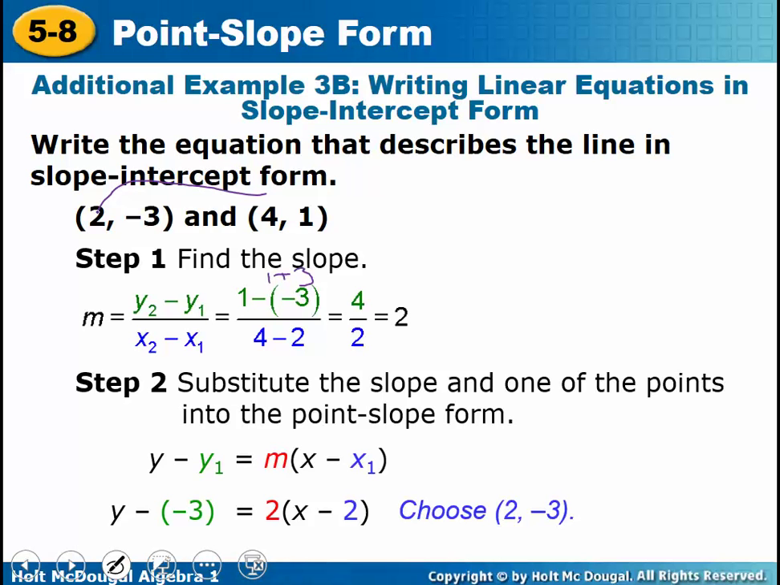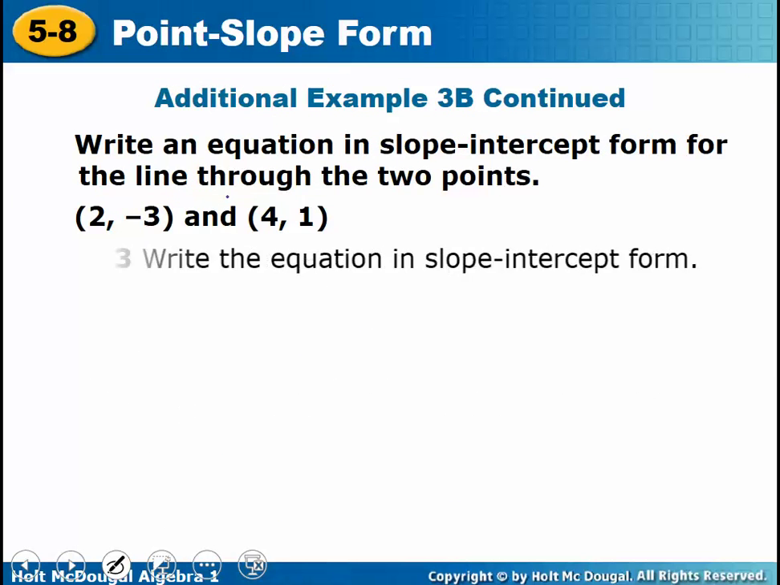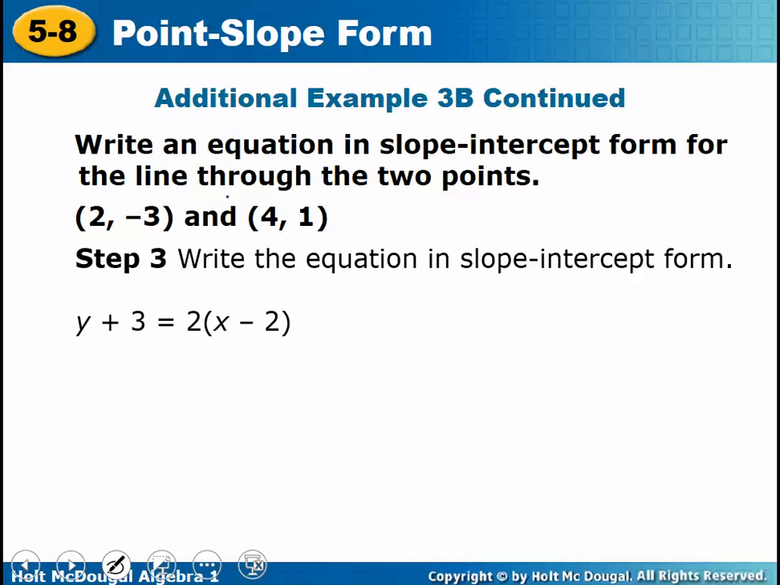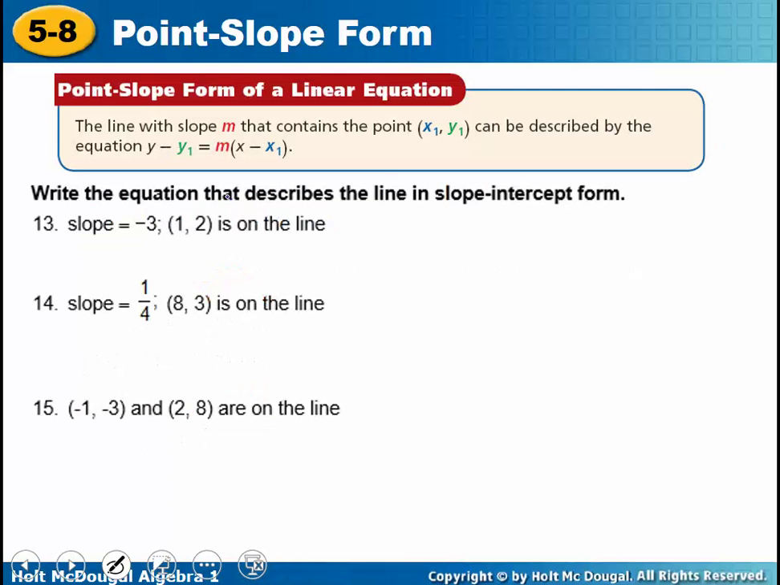Now all we have to do for the rest of this, because they want it in slope-intercept form, is we solve for y. So we simplify the y minus -3 becomes y plus 3. Then we do the distributive property, 2x minus 4, and finally we subtract 3 from both sides in order to solve for y. So now we get our answer, y equals 2x minus 7. If we would have chosen the other point for our x sub 1, y sub 1, we would get the exact same answer at the end.